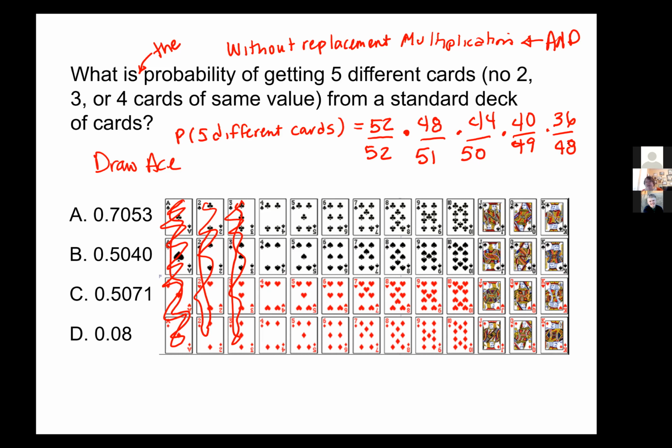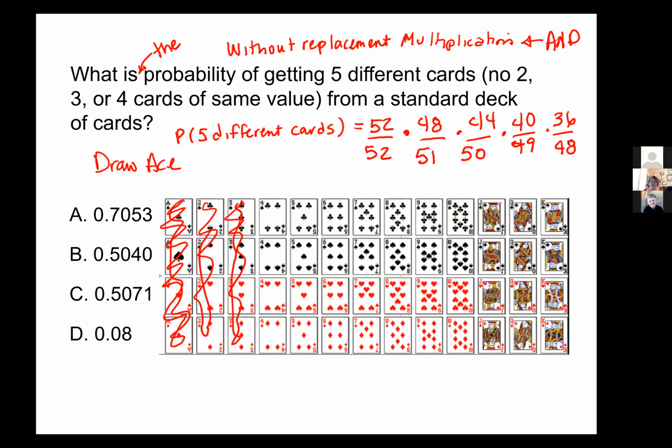Well, there are only 44 cards left in the deck that are different than the first 2 out of 50 cards, because you didn't put the first 2 cards back in the deck. On the third draw, how many cards are different than the first 3? Well, there are only 40 cards left in the deck that are different from the first 3 out of 49 cards, because you didn't replace the first 3 cards in the deck.